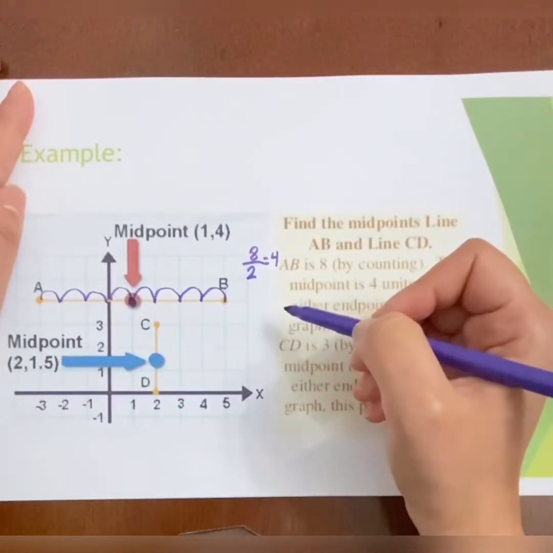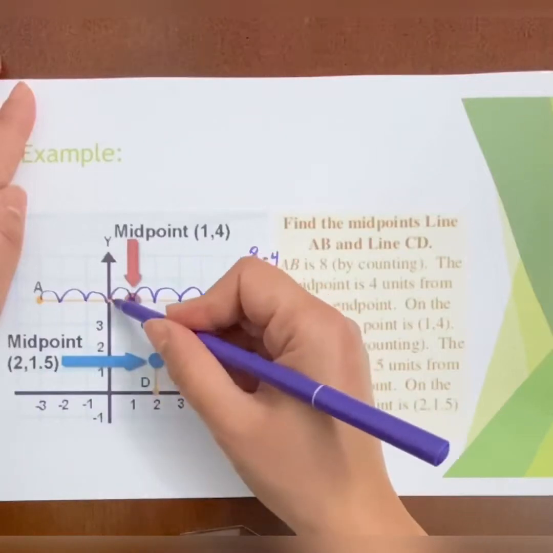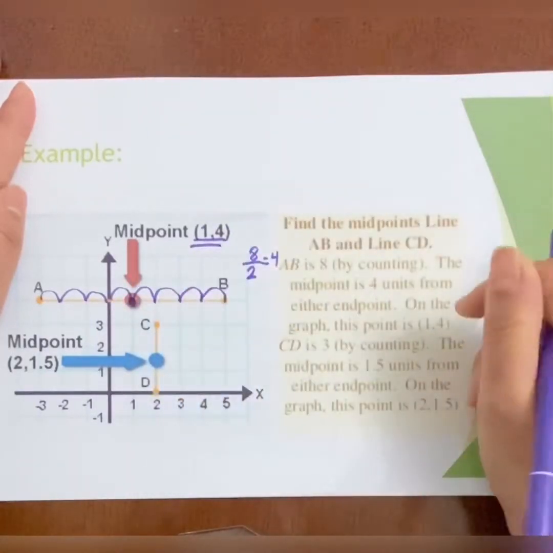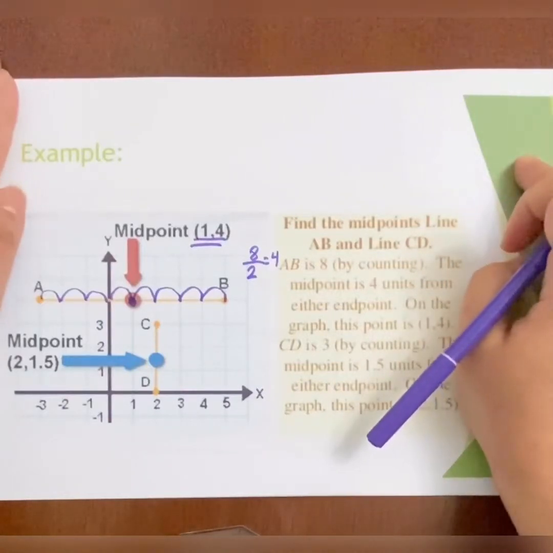Once you find it, you have to write the coordinates for that point. Here it's 1 and 4. These are the coordinates. Okay? The x and the y coordinates.